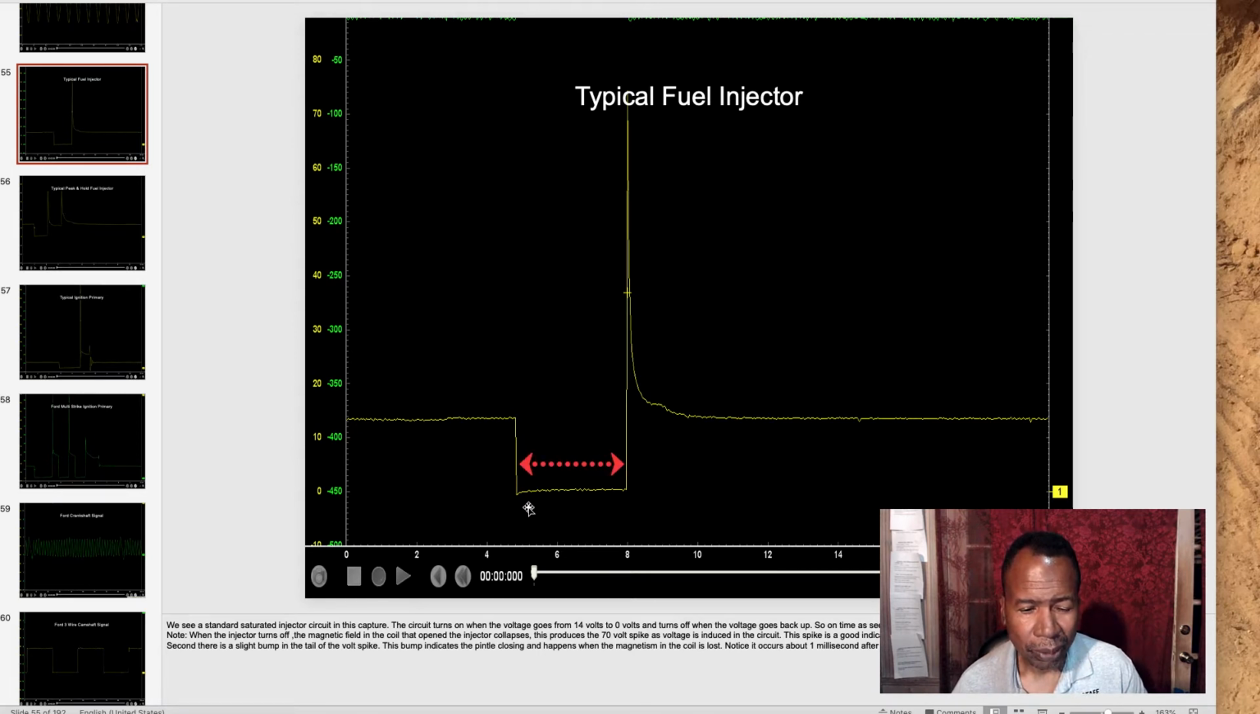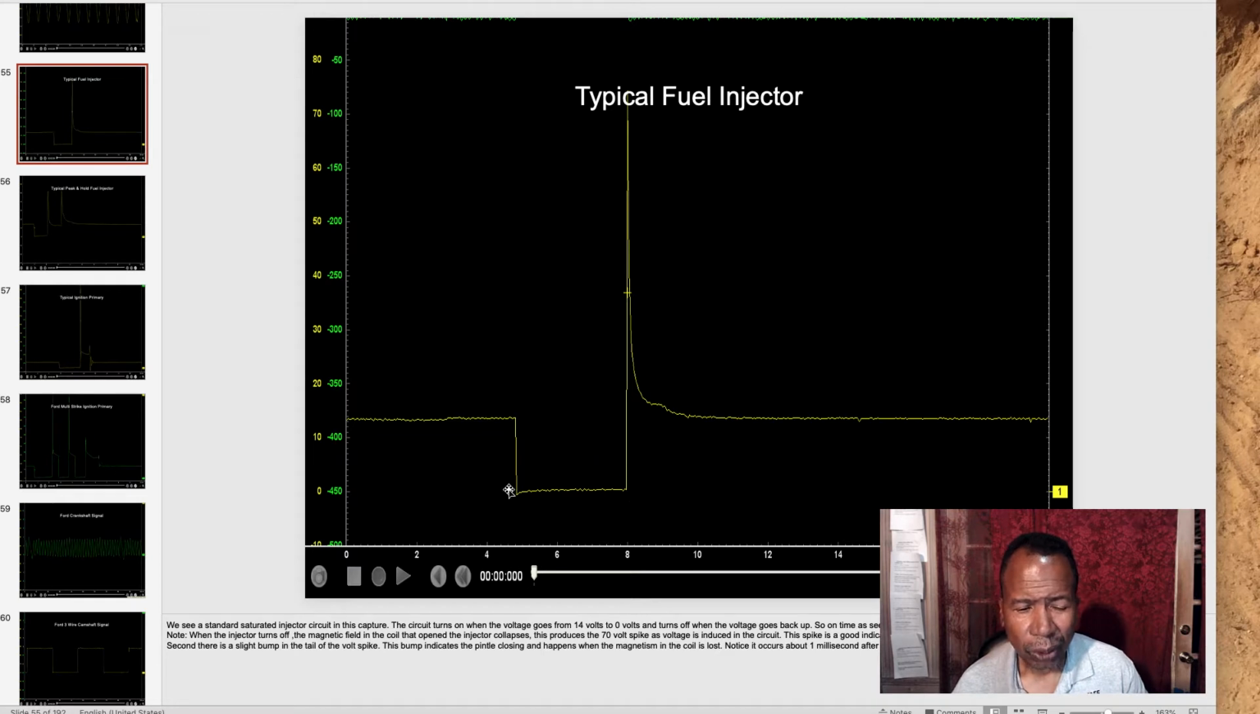This is on time. This is probably measuring close to 3 milliseconds on time because the PCM is pulling the ground and holding the ground. At this point, it's spraying fuel. If I had cursors here, I would probably get close to 3 milliseconds. So you can see here it's 2, 4, 6, 8. You're going to start about here to read it, using the subdivisions that we learned earlier. It's 2 milliseconds here plus this. It's close to 3 milliseconds, so the on time is about 3 milliseconds.